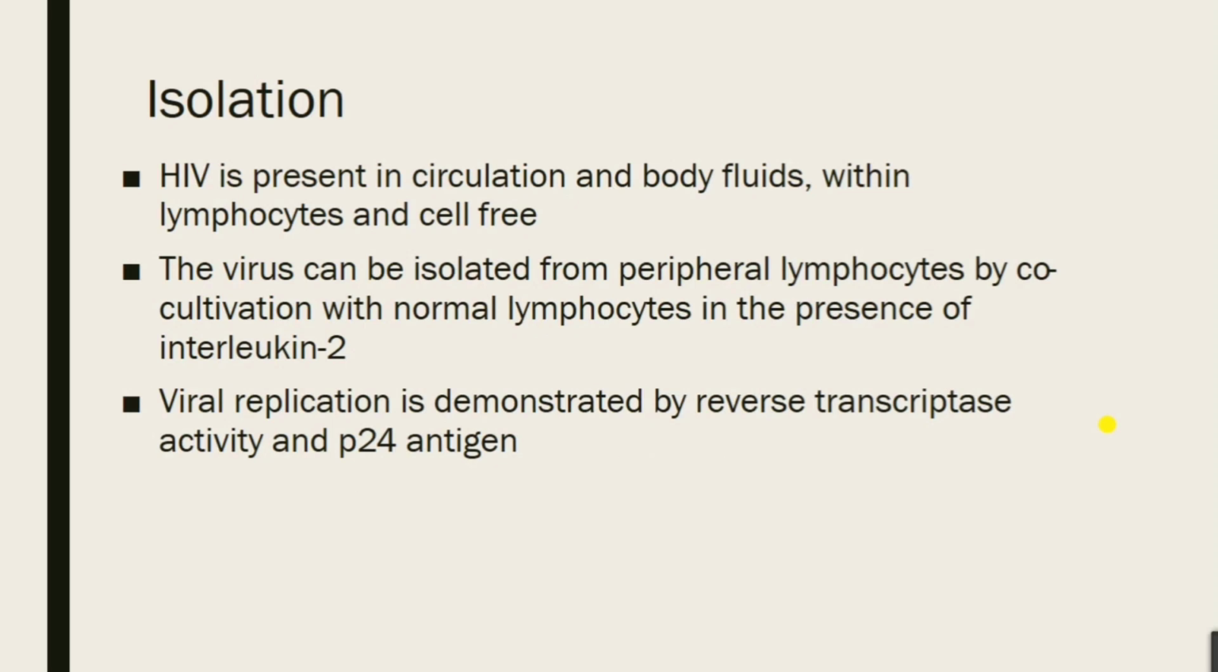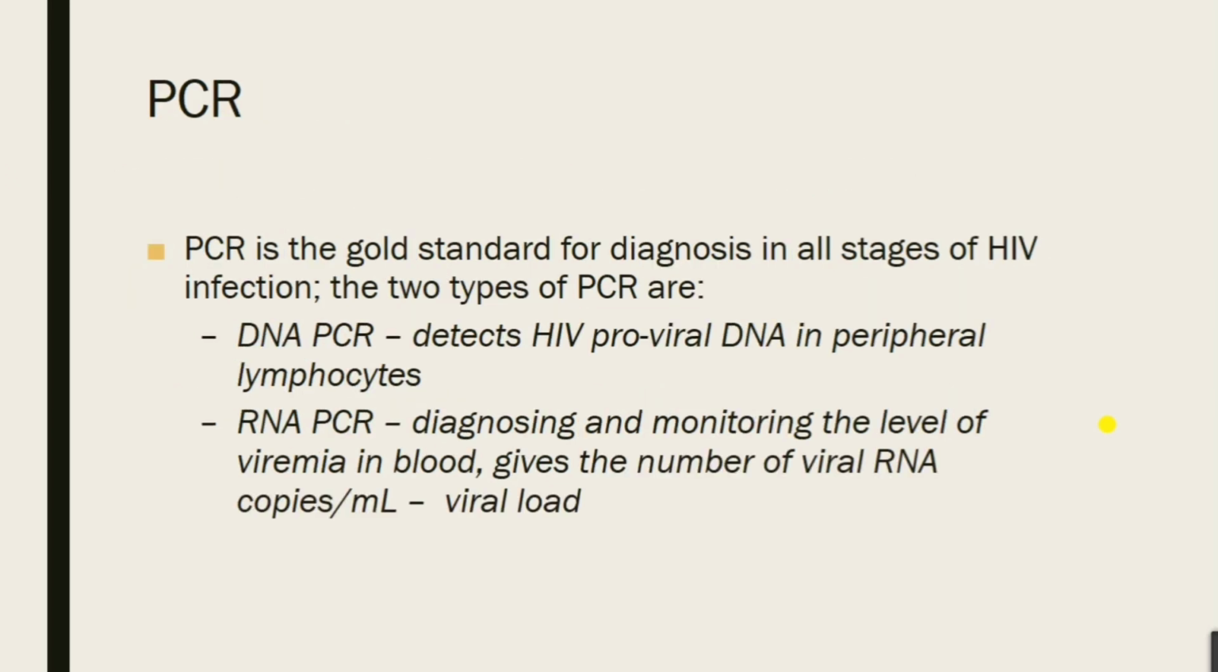Next is isolation of the virus. HIV can be isolated as it is present in circulation and in body fluids, within lymphocytes and cell free. The virus can be isolated from peripheral lymphocytes by co-cultivation with normal lymphocytes in the presence of interleukin 2. Viral replication is demonstrated by reverse transcriptase activity and presence of P24 antigen. PCR assay is the gold standard test for diagnosis of all stages of HIV infection.